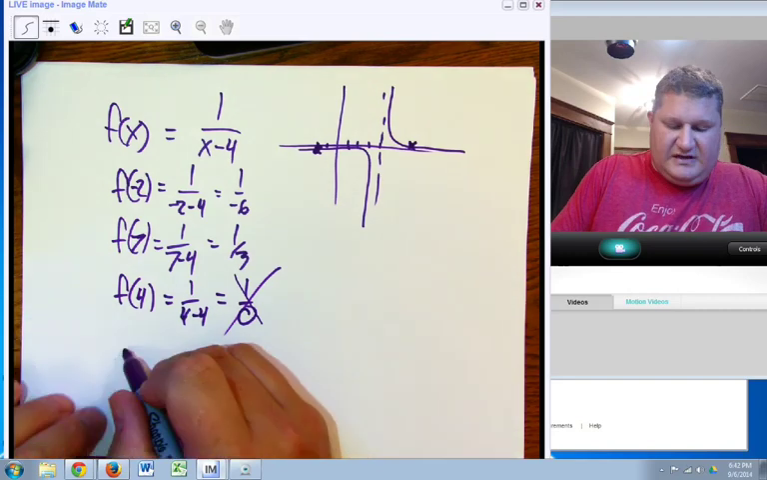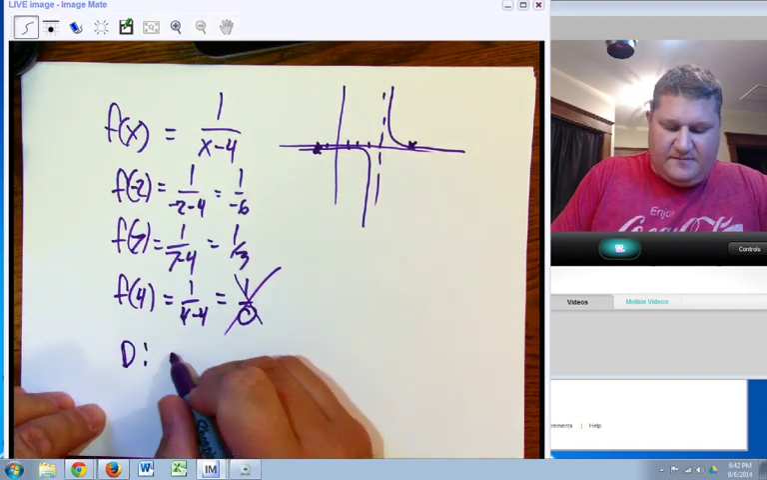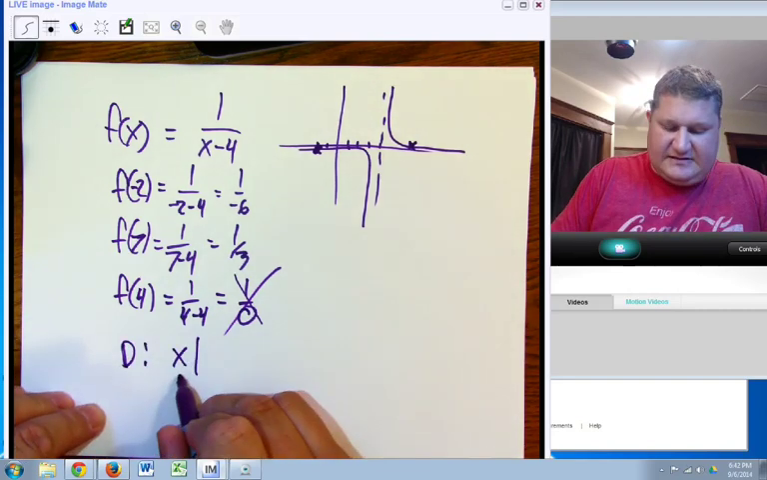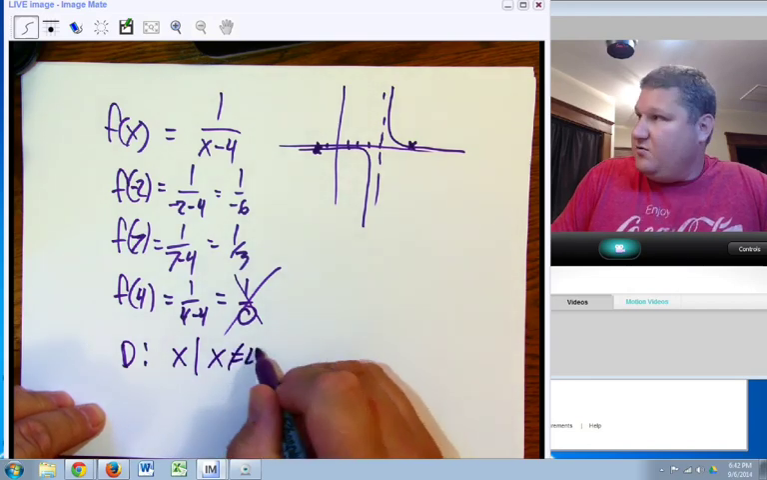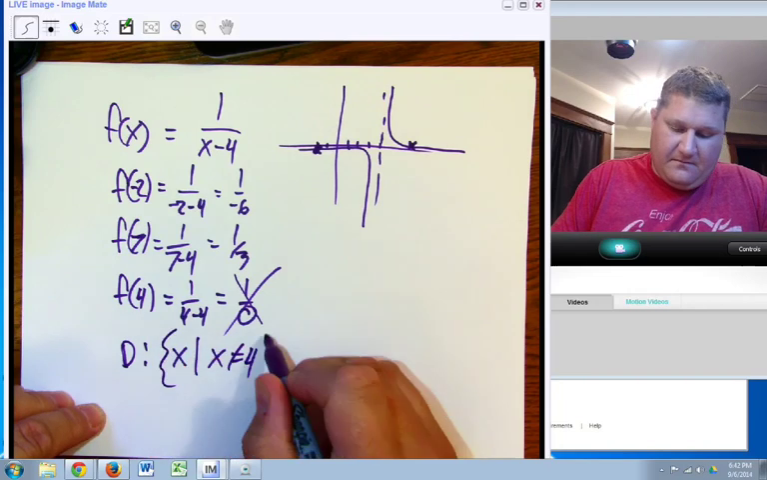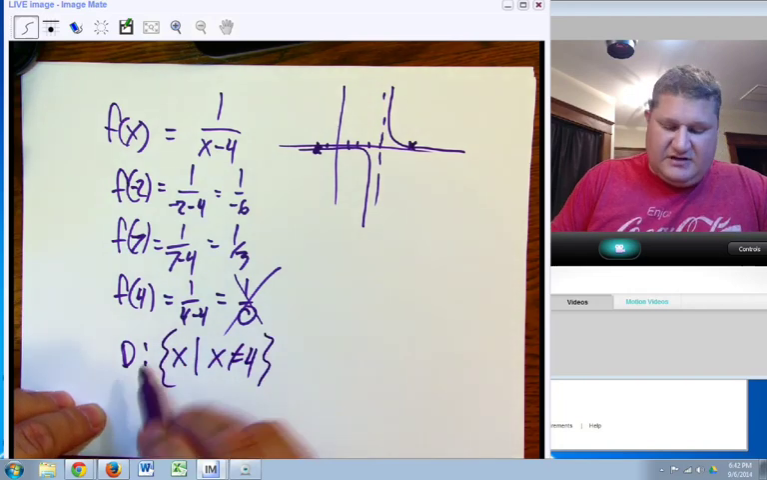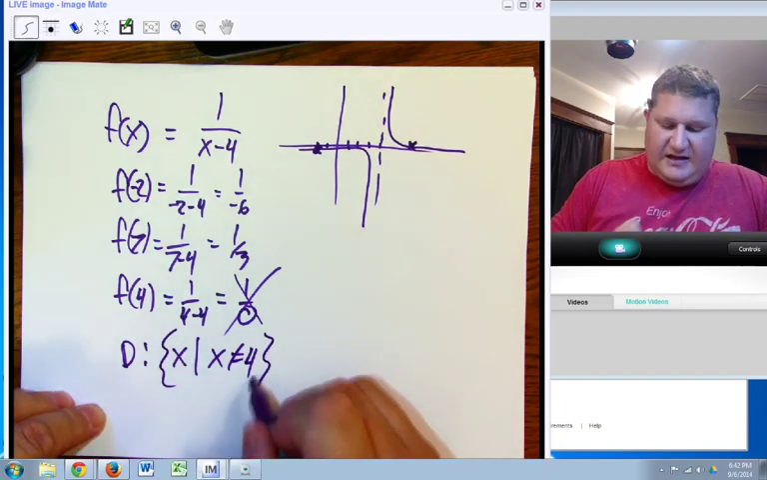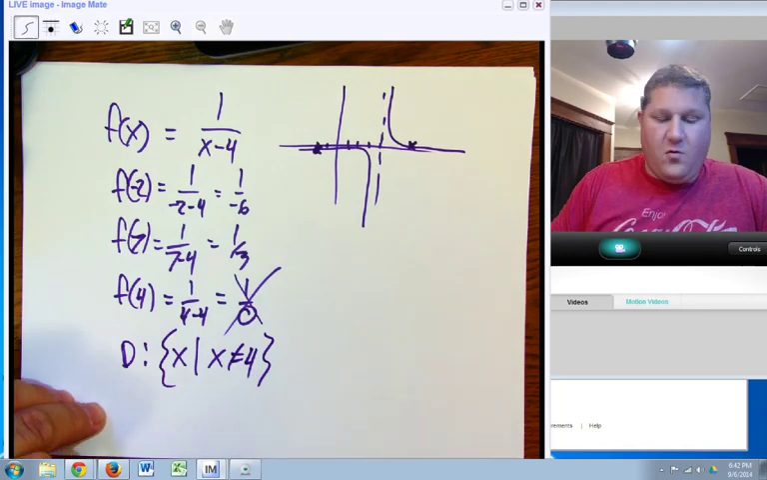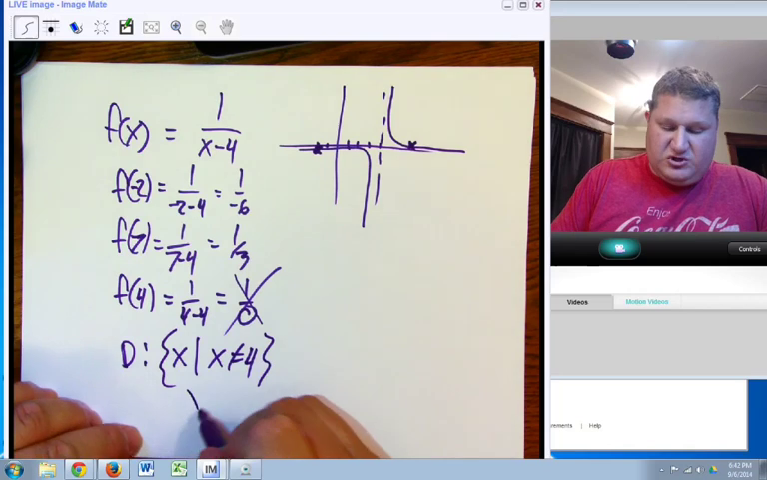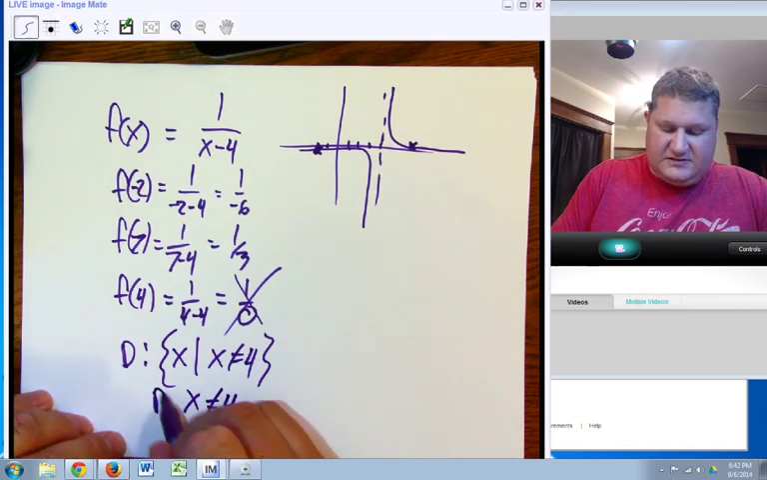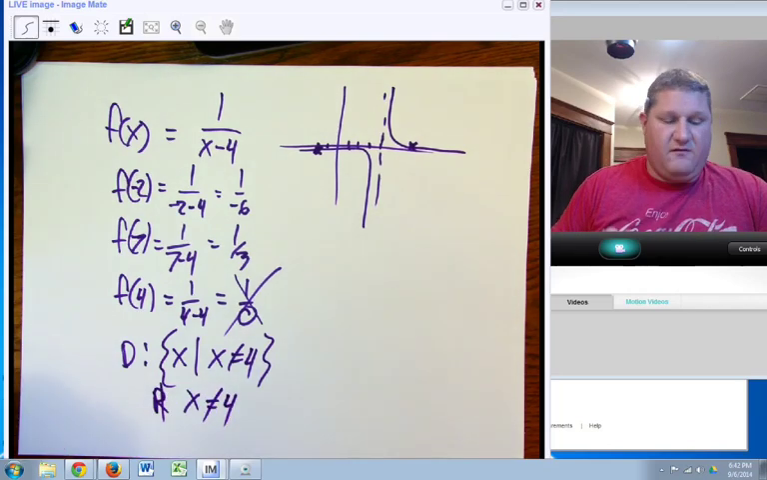So we would say the domain of the function is the set of all x's such that x cannot equal 4. It could equal any of the other real numbers, but not 4. Most of the time we're just going to say x can't equal 4. We'd say real numbers, x can't equal 4.